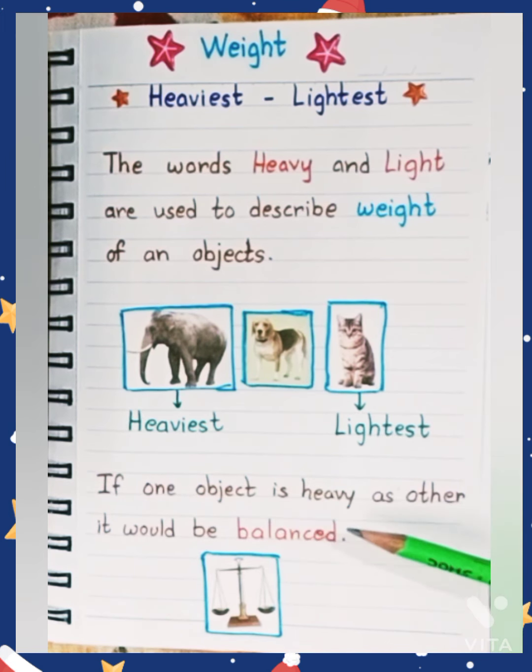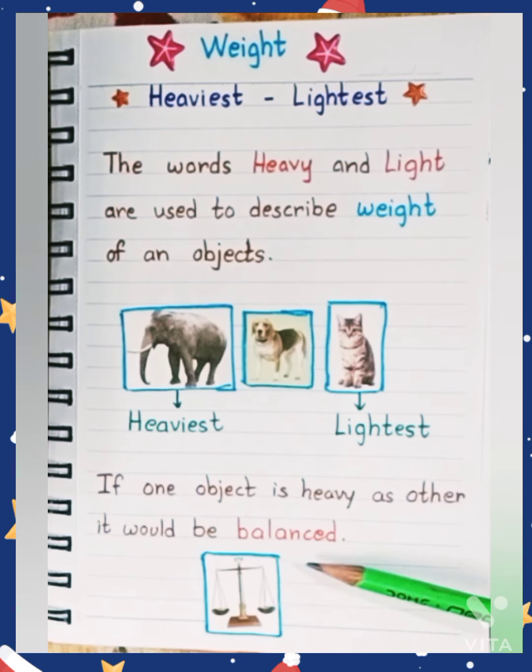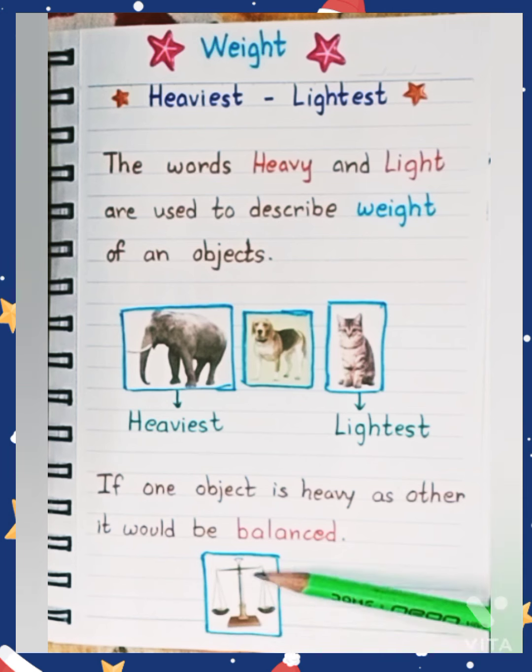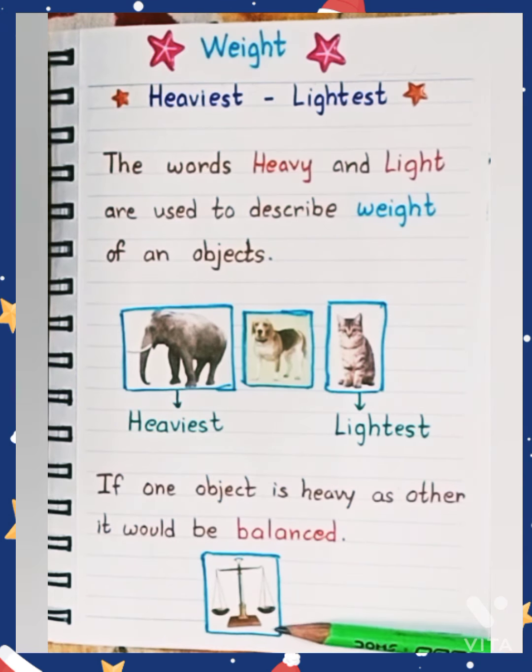If one object is as heavy as the other, it would be balanced. Means when both the objects are of the same weight, then that condition is called balanced.